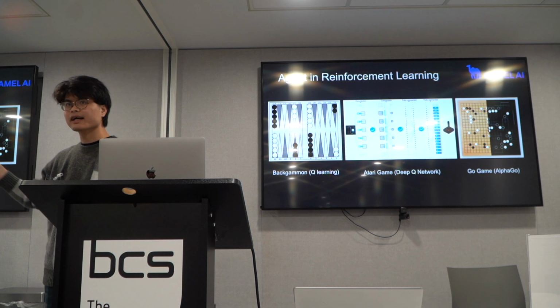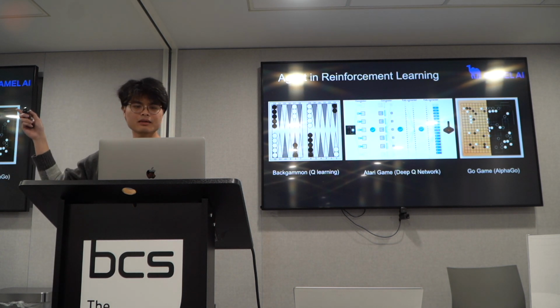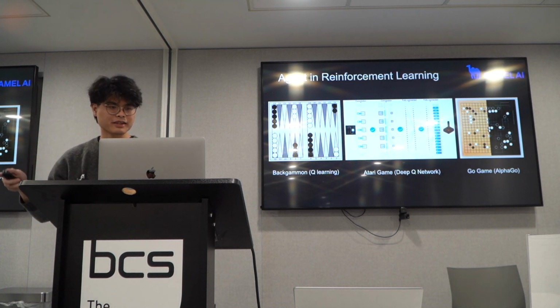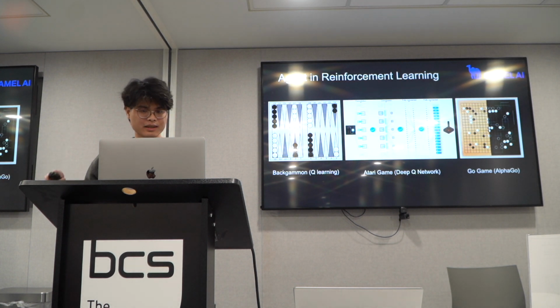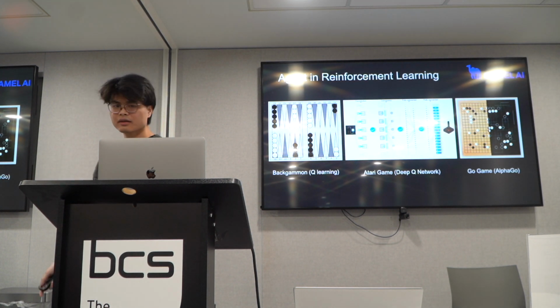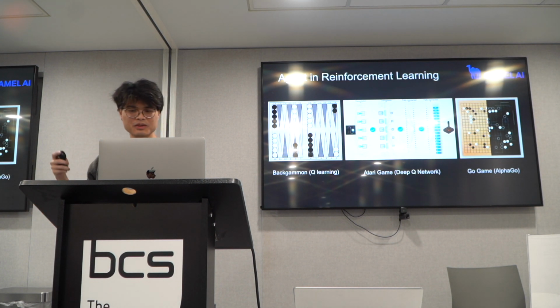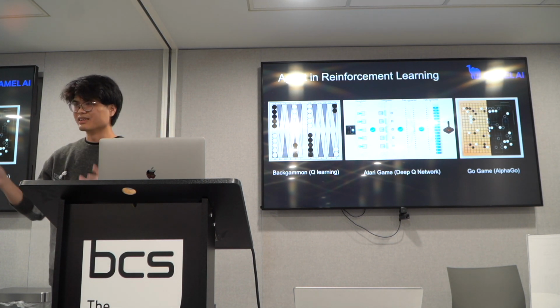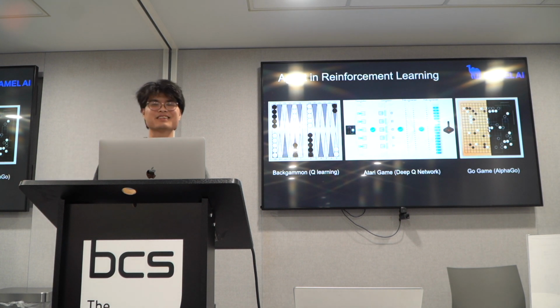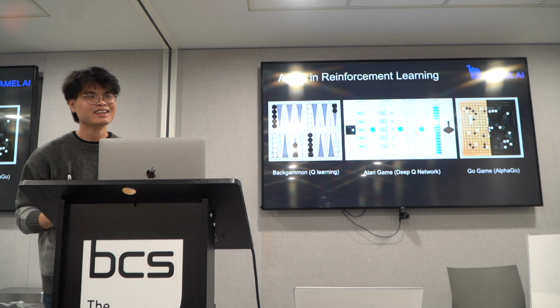Those RL agents were widely used in backgammon, Atari games, AlphaGo. Actually, when I started to do deep learning, with AlphaGo, I thought, oh, AGI is coming. I need to do deep learning.